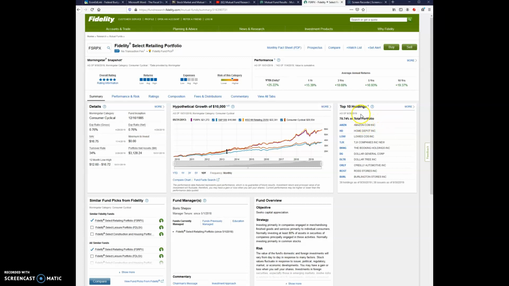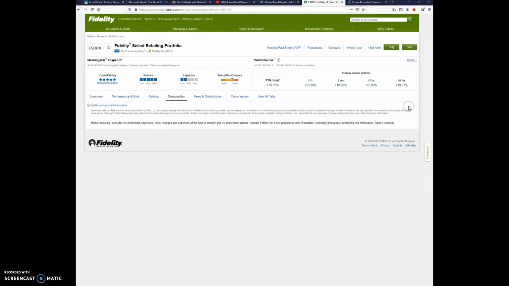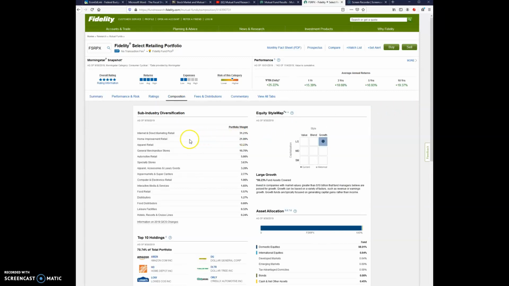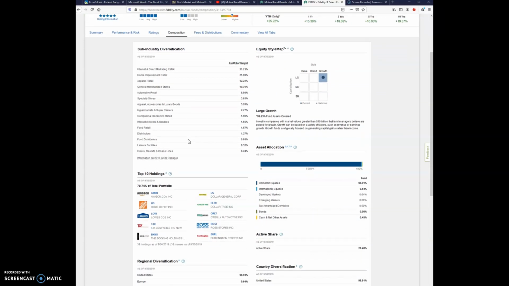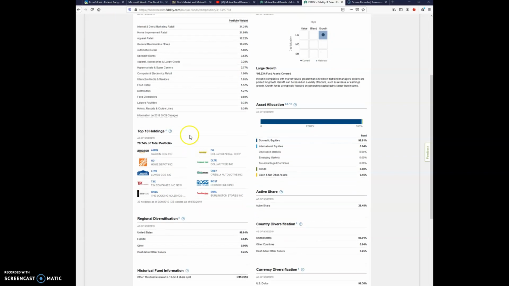Oh, who's in this one? What are the top 10 holdings? Amazon, Home Depot, Lowe's, TJ Maxx. I don't know the booking. Dollar General, Dollar Tree, O'Reilly, Ross, Burlington Stores. Interesting that Walmart's not in that. I really thought this would show us more, but it didn't earlier. Well, it's just the breakdown of the companies that are in there. And here's the logos, so it's kind of nice to see it in that way.